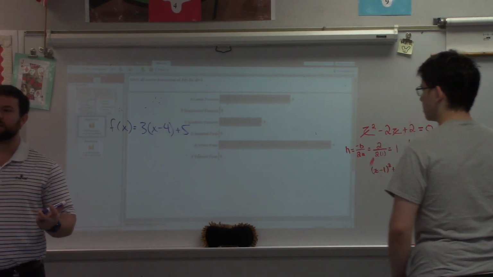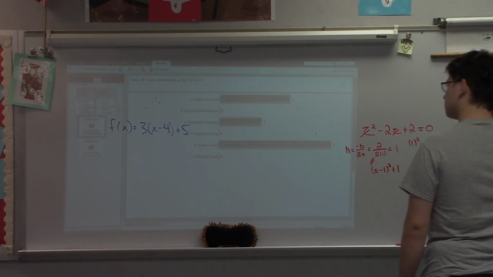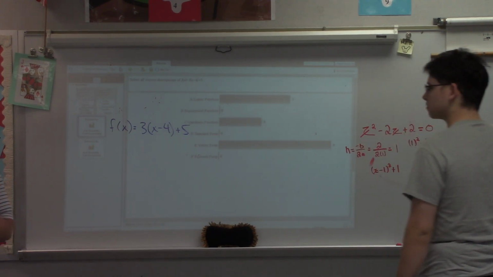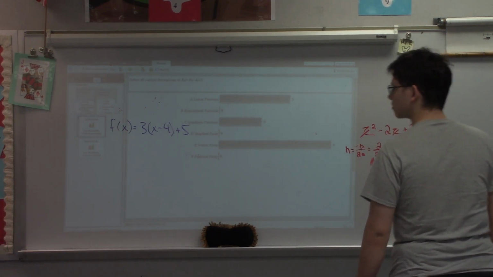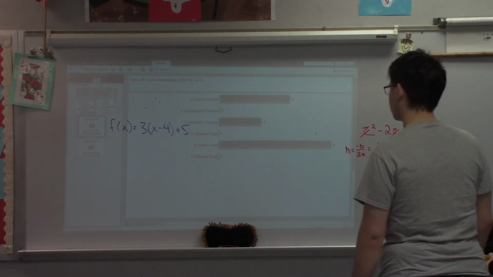Guys, if it doesn't have a square, is it quadratic? No. So we can't call it vertex form. We need to recognize this because a lot of us miss that on the test. If there is not a square, it is not a quadratic function. What type of function is it?